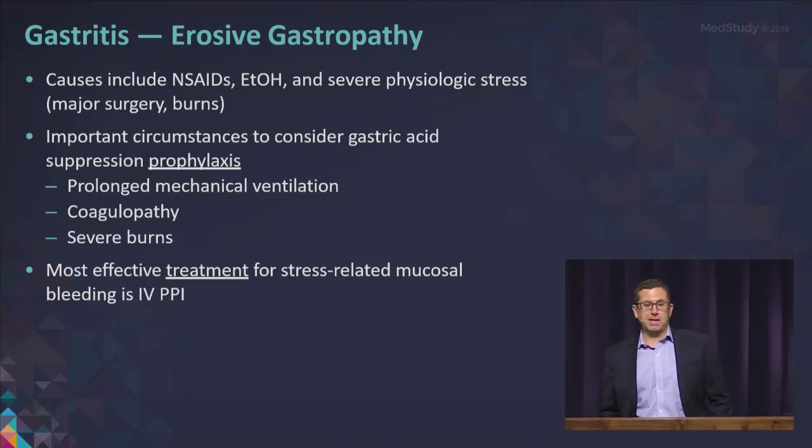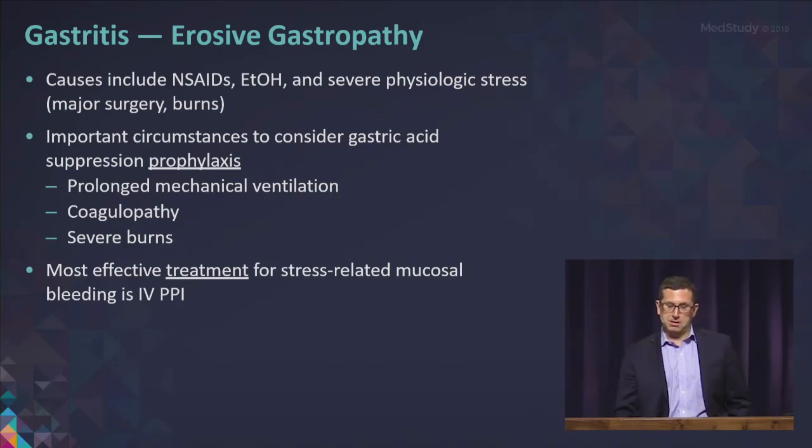This would include prolonged mechanical ventilation, coagulopathy, or severe burns. The most effective treatment for stress-related mucosal bleeding or ulcers would be IV PPI specifically. So you have to make the distinction between prophylaxis and actual treatment.